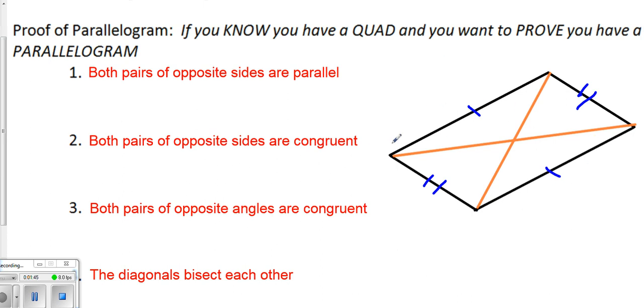Even if they didn't say for sure this quadrilateral is a parallelogram, you can say it is once you know that these two sides are congruent and these two sides are congruent.